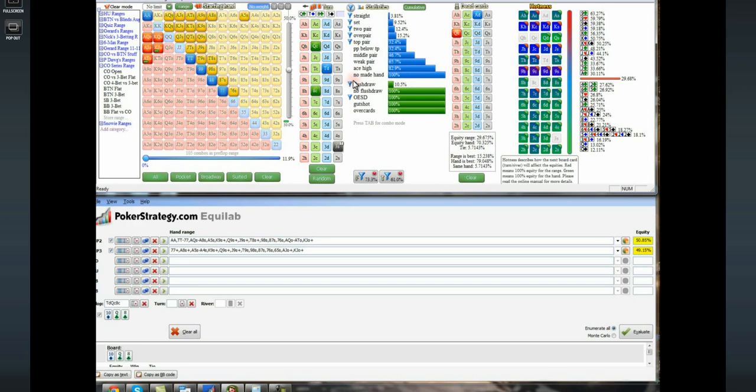We didn't know the turn was going to be a total blank. We probably called with a lot of hands that could improve that didn't. And ace queen's still pretty good. So, yeah, I would call on the flop, I think, with ace queen and weaker hands, whereas I would raise the hands that are better than ace queen and then some bluffs. So let's get into that right now.